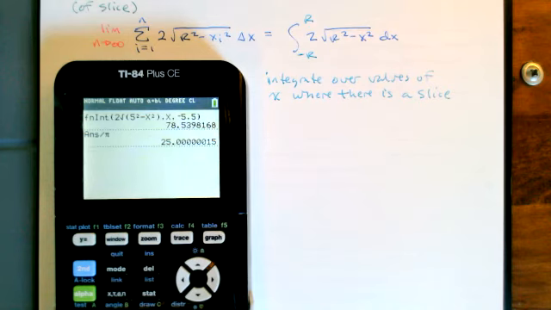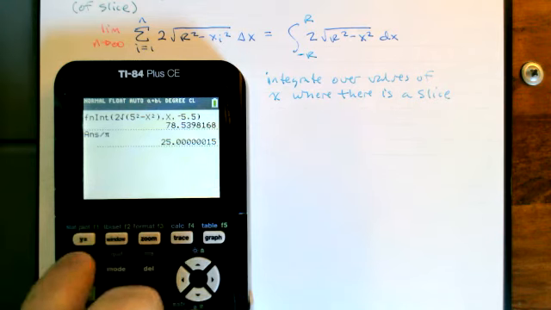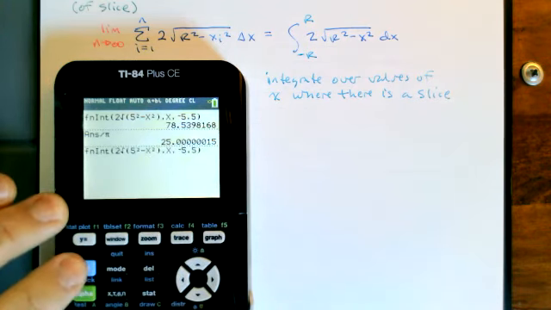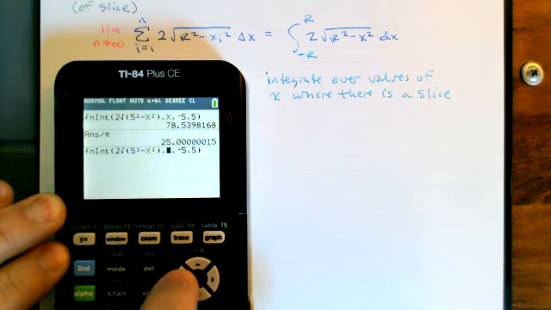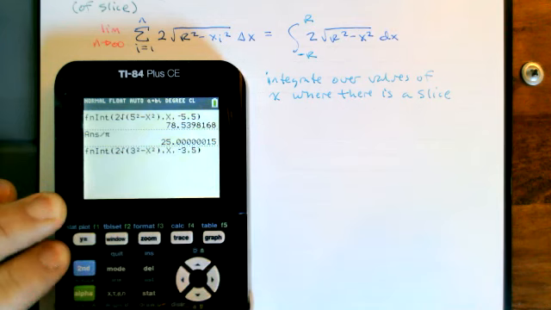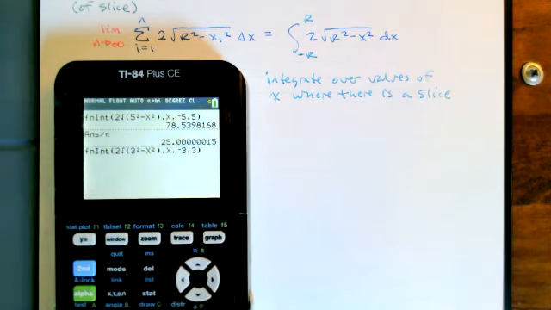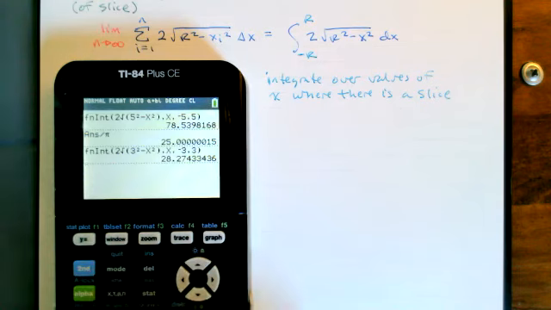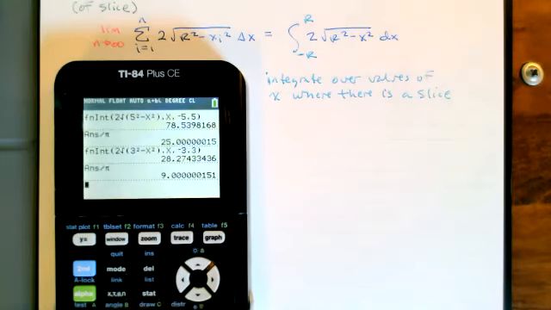We're approximating things. If we tried another one, let's see. Let's change 5 to 3. And let's just go ahead and divide. We get 28.27. And if we divide the pi out, we see that this is 9 pi, exactly what we expected. Any questions?